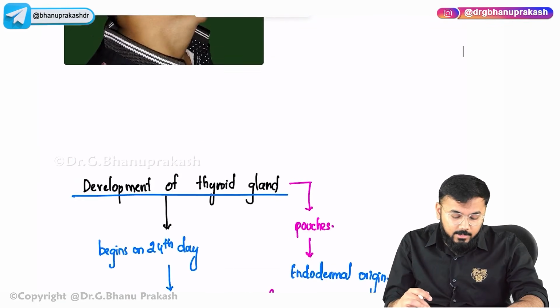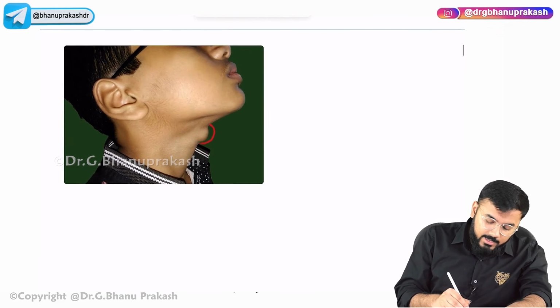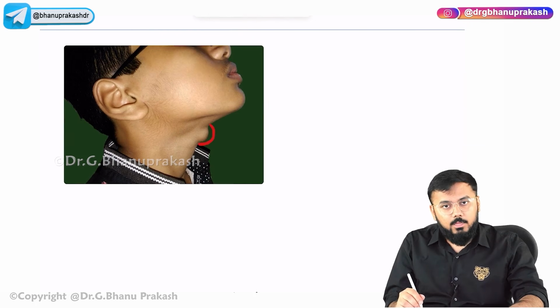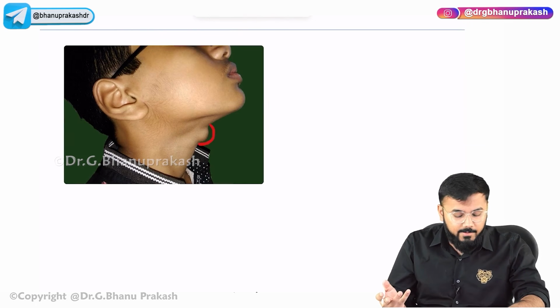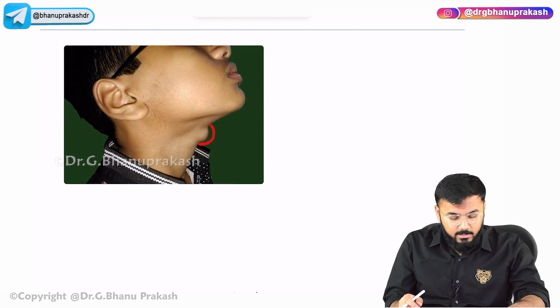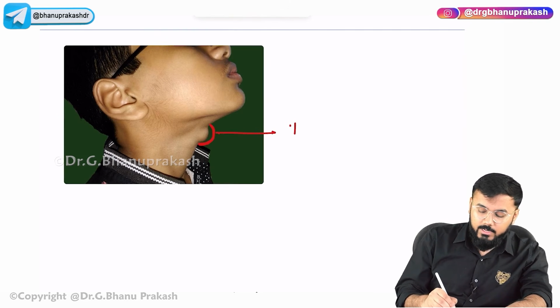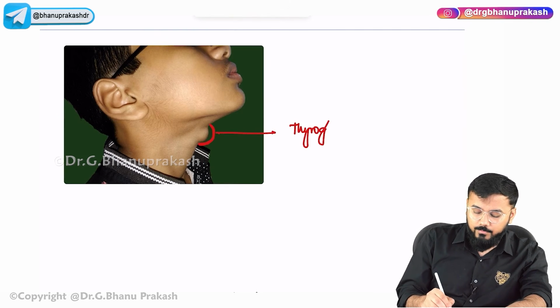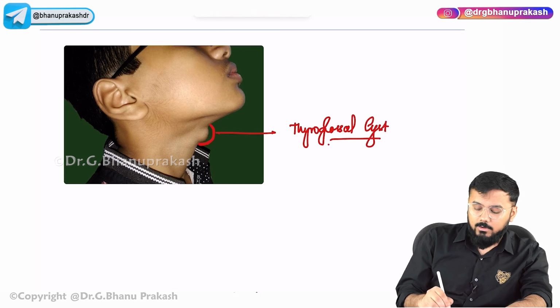When there is a thyroglossal cyst, you will see a swelling in the anterior part of the neck. Usually this is asymptomatic. Only when it gets infected does it become symptomatic. So this particular thing over here is your thyroglossal cyst. And do you know how you examine this thyroglossal cyst?